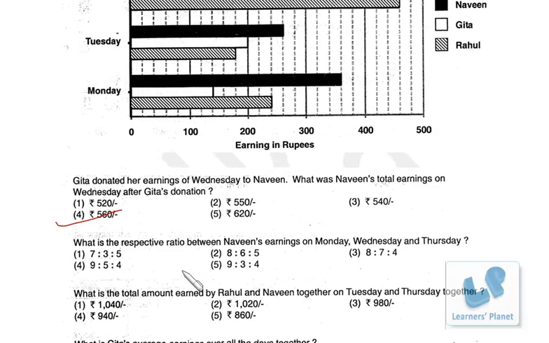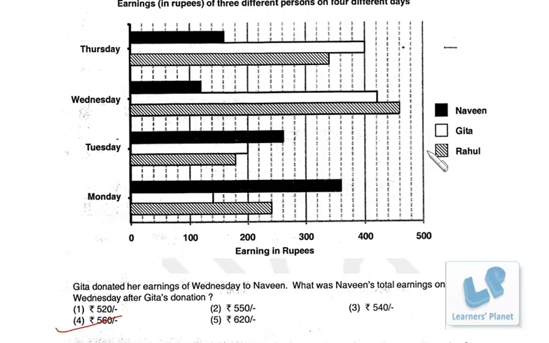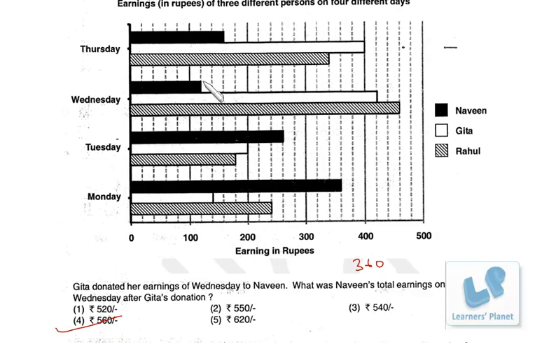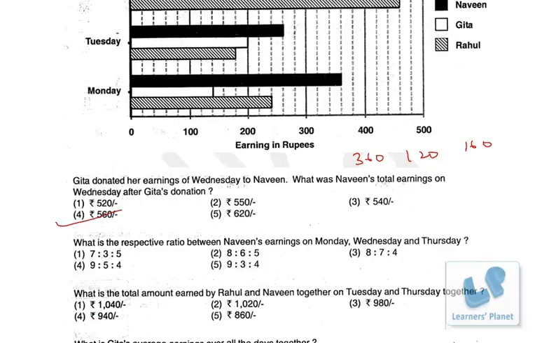Next is, what is the respective ratio between Naveen's earning on Monday, Wednesday, and Thursday? So we have to see Naveen. Monday it is 360. Then we have to see Wednesday and Thursday. So Wednesday Naveen is 120 and Thursday Naveen is 160, right? So it is 40 into 9, 40 into 3 and 40 into 4. So 9 is to 3 is to 4, right?